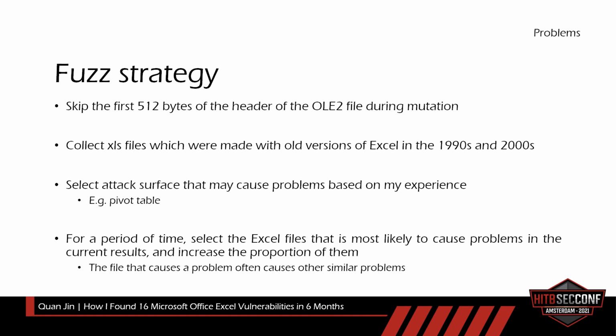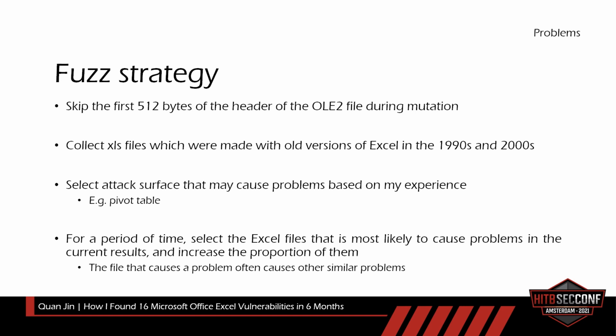Select Office attack surface that may cause problems based on my experience, for example, pivot table, and then select the relative files for fuzzing. For a period of time, select the Excel files that are most likely to cause problems in the current result and increase the proportions of them, because a file that causes a problem often causes other similar problems.